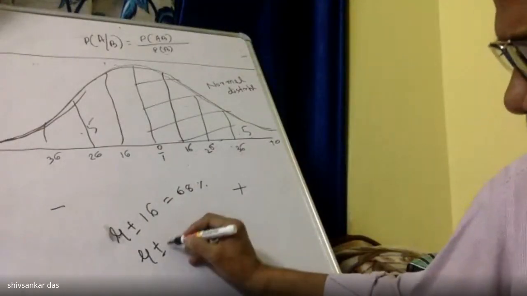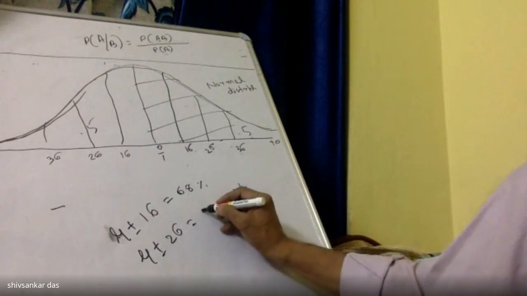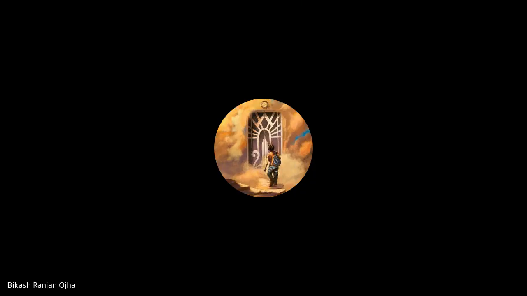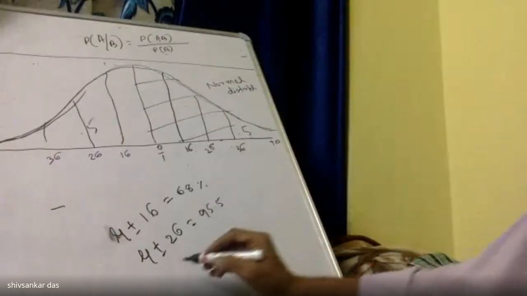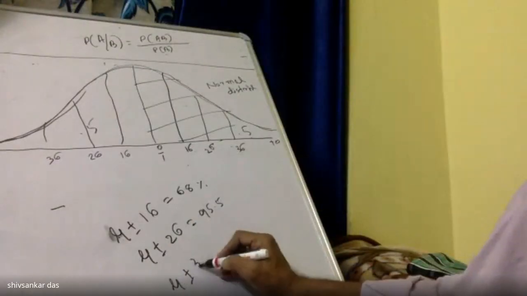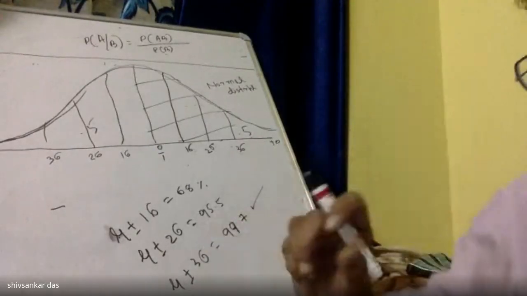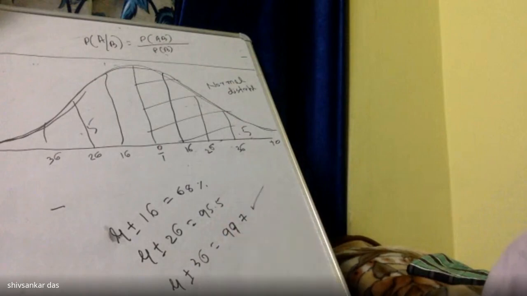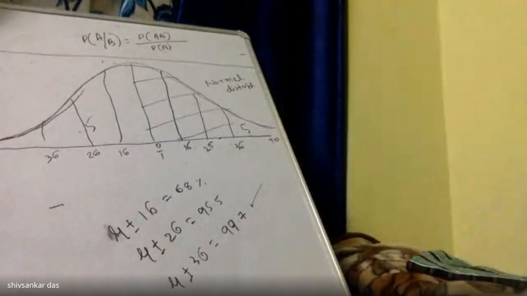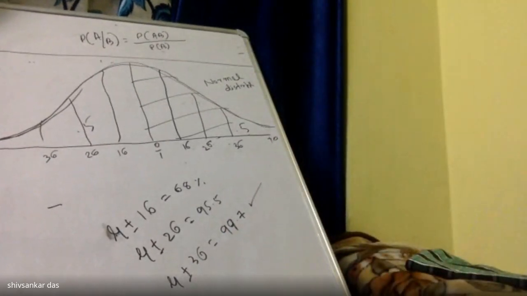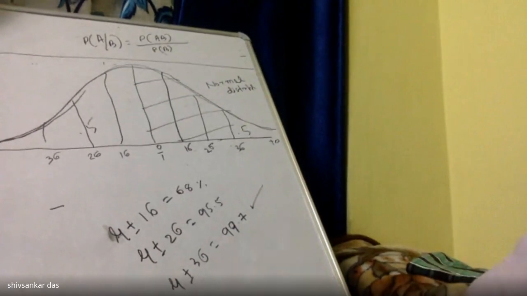Mu plus minus 2 sigma: 95.5. Mu plus minus 3 sigma: 99.7. That means when you are drawing a sample for the study, he will ask how many people, how many students are scoring.